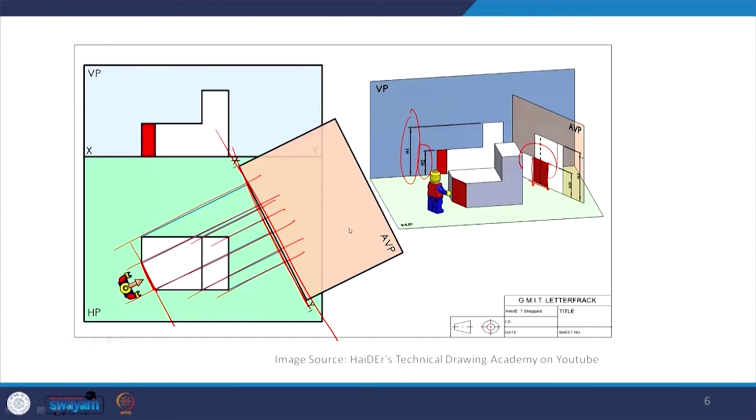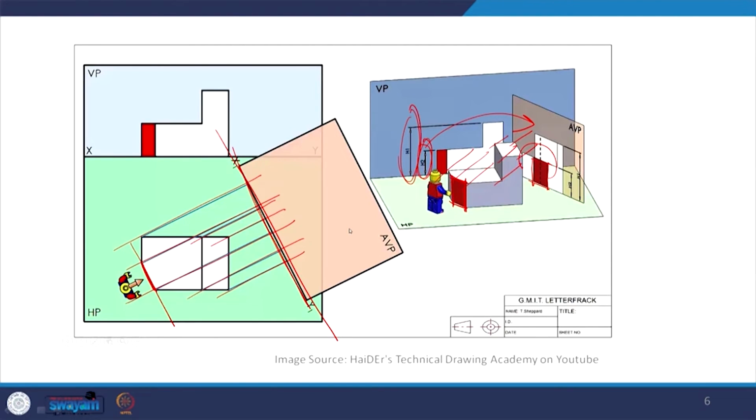If you look at this object here, the heights are going to be the same. So, only the horizontal distances will be taken from this top view, and the heights will actually be derived from the front view onto this auxiliary vertical plane. That is how we will derive the true shape of the surface here.